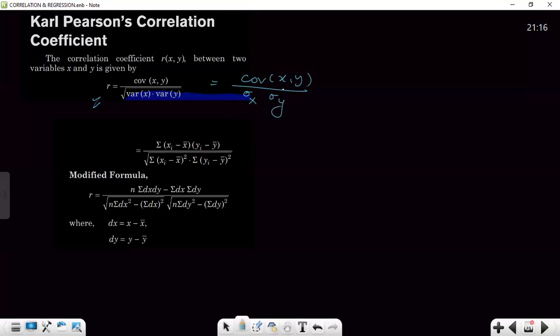So if I expand the whole formula, it will become R is equal to covariance of xy, which was sigma of (xi minus x mean)(yi minus y mean) divided by n, and there was n here, sigma of x and sigma of y also. So that becomes our correlation coefficient. So that's good enough for us now. This is Karl Pearson's correlation coefficient. Let's now talk about its properties.